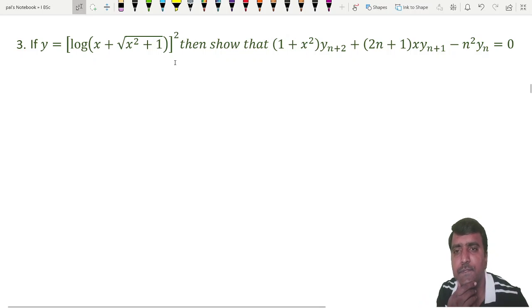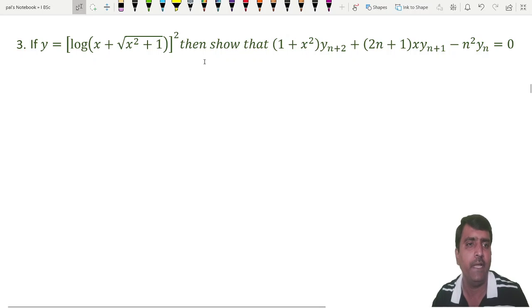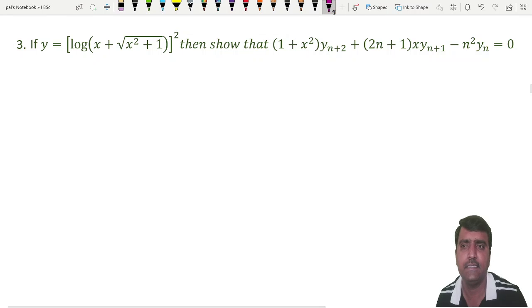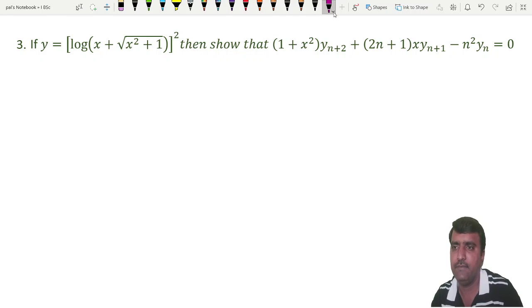Then we have to show that 1 plus x square into y n plus 2, plus 2n plus 1 into x y n plus 1, minus n square y n is equal to 0. So we need to prove this result. To prove it, first take the given function.